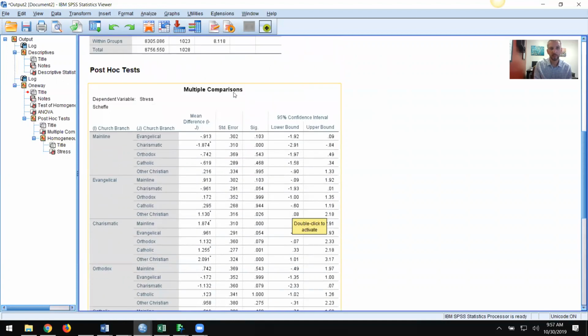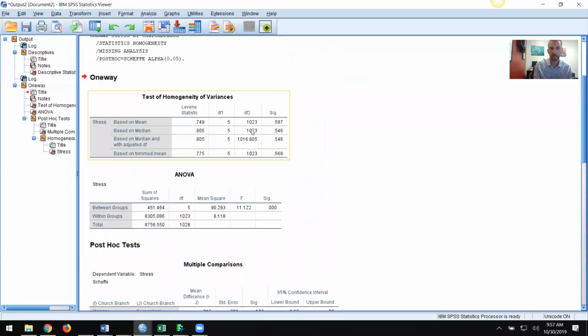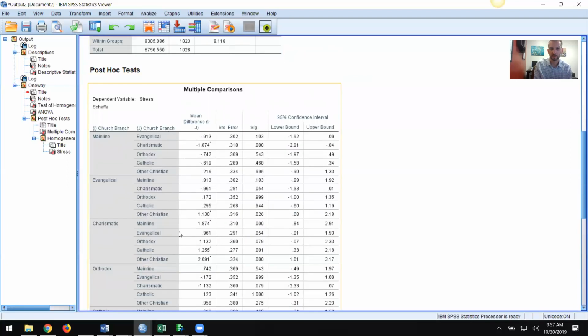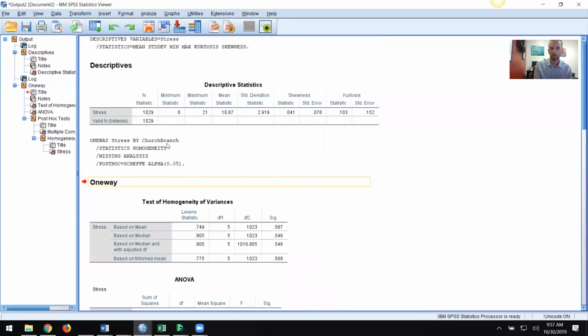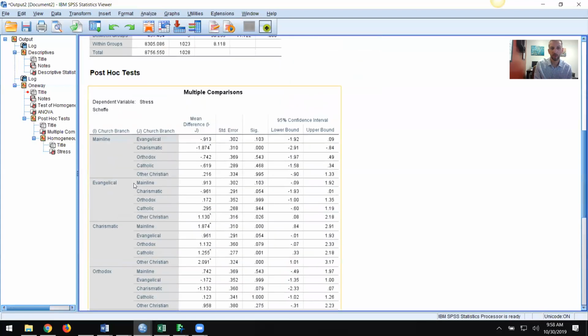Okay, and there's one last thing that I skipped over, which was to find the mean and standard deviation for each group. So here, I know that there's a significant difference, but it would be helpful to just report what is the mean for the mainline Christians. What is the standard deviation for the mainline Christians? What's the mean and standard deviation for, well, for all of these, the evangelical, charismatic, Orthodox?